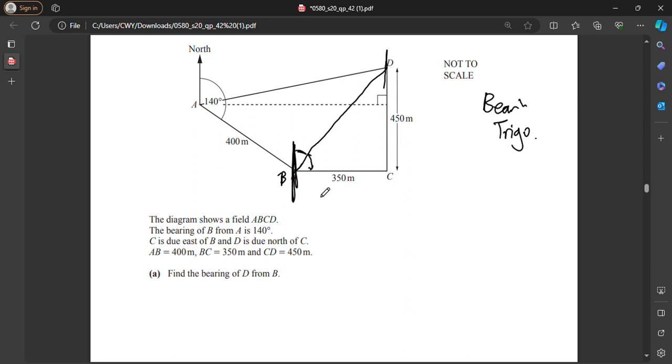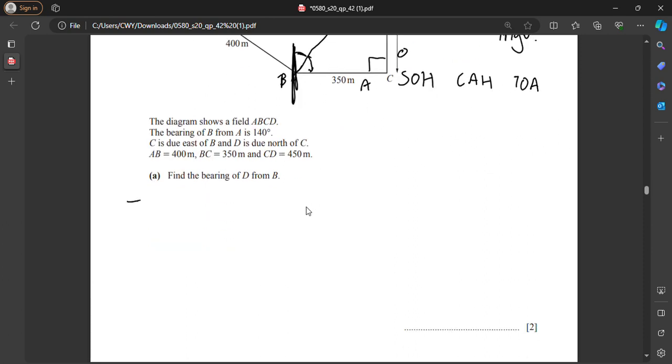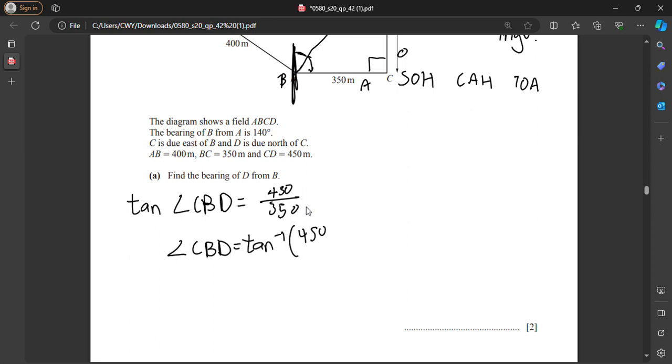To find angle CBD, you may need to use SOHCAHTOA. For this one, it's going to be tangent. So let me label this: this is adjacent and this is opposite. So what can I say? Tangent CBD is equal to, so TOA, 450 over 350. So angle CBD is equal to the inverse tangent of 450 over 350. I think you will get, let me check, you will get 52.1 degrees.